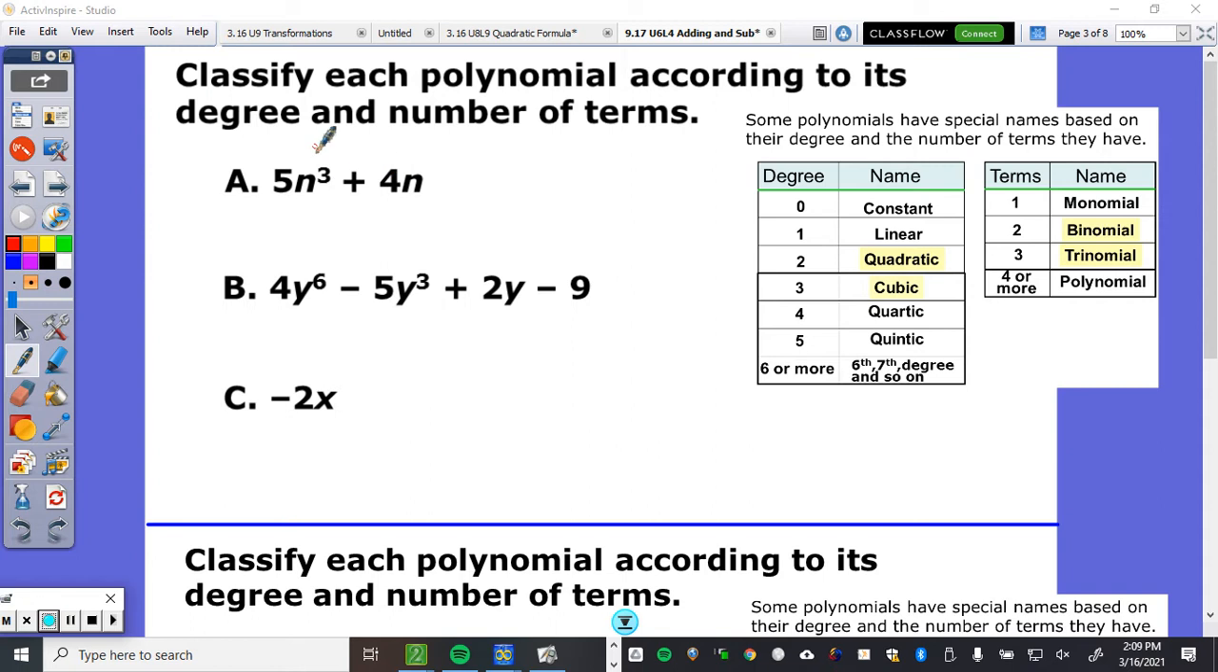So when I look at this, this term right here has a degree of 1. This has a degree of 3 and 1. So the highest number is 3, so it is cubic, binomial.